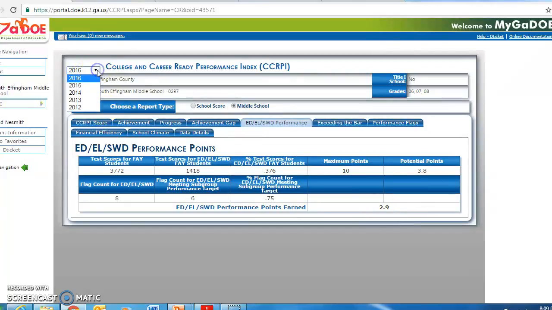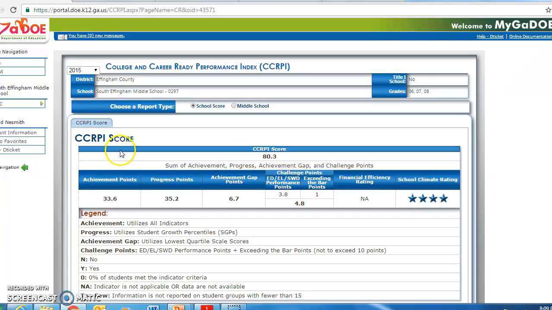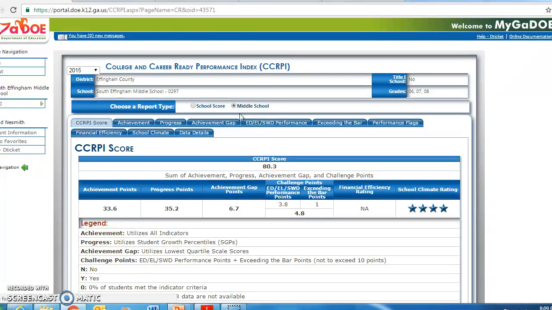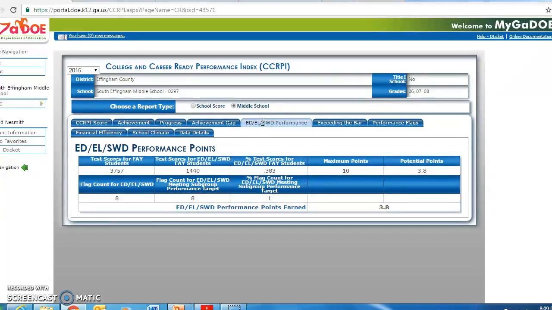That's the difference between this year and last year. Last year, when we look at our ELL, economically disadvantaged, and students with disability, it's not too different in the number of test scores for our economically disadvantaged students and students with disability. Our percentage was 0.383, so our potential points was 3.8. There were 8 flags. We met all 8 flags, so we got 100% of the potential points, 3.8. That's the difference. We met all the flags last year.